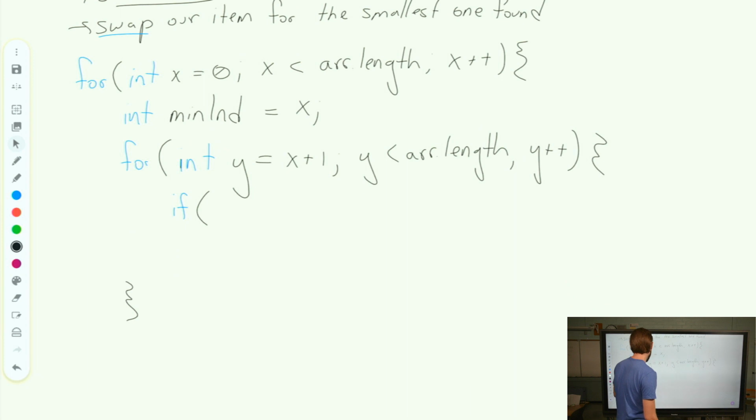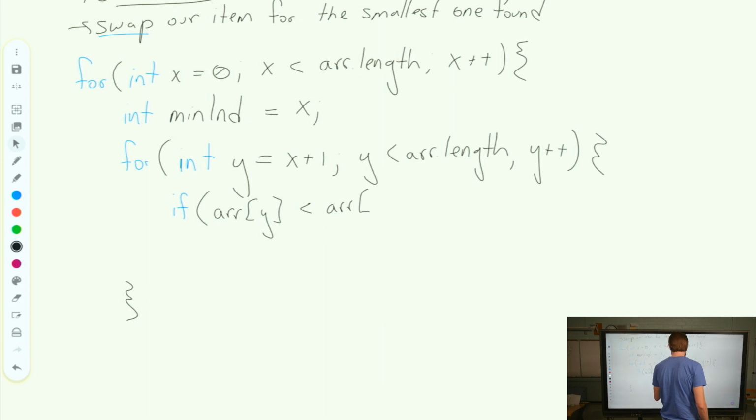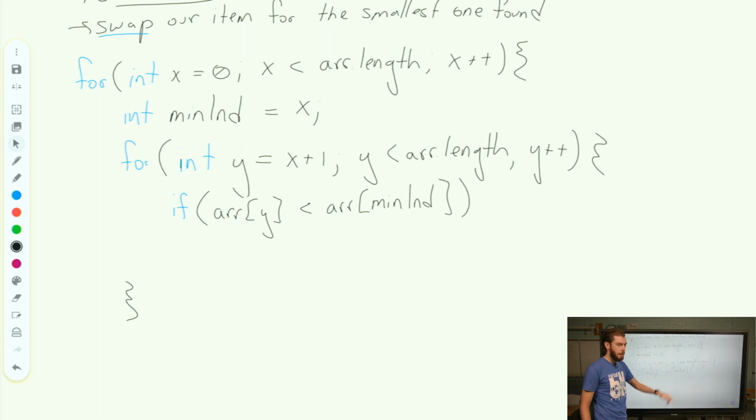So if our array at y is smaller than our array value at minimum index, well, then that means that y is smaller than minimum index, and minimum index isn't actually the smallest value we found, so we need to set our minimum index to our new y value. So minimum index now gets our y value.